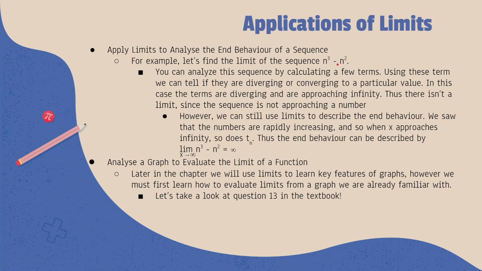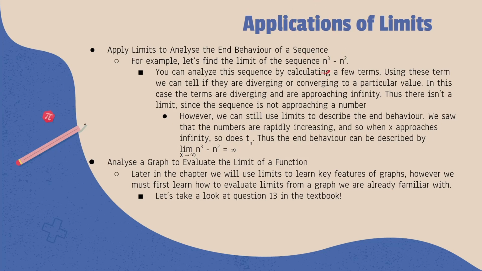So if we want to find its limit for any of the terms, we can start doing this by calculating a few terms first. So you would plug in 0 here, so 0 to the power of 3 minus 0 to the power of 2 is 0. If you plug in 1, we have 1 to the power of 3 minus 1 to the power of 2, which is still 0.